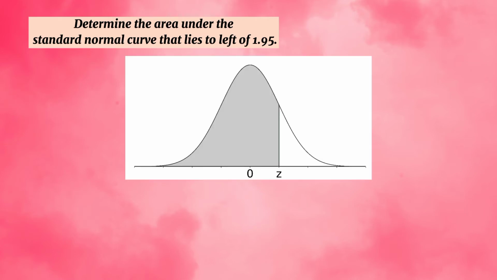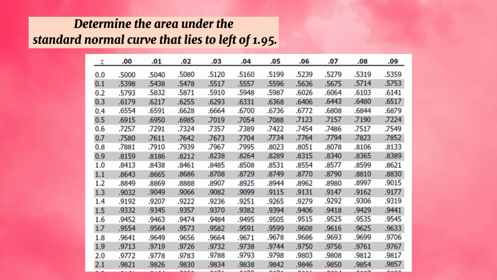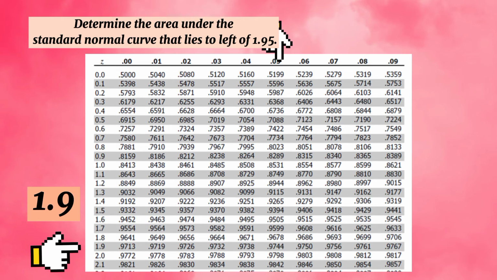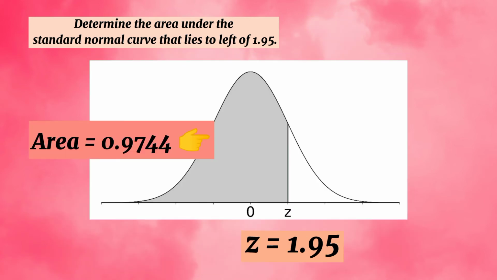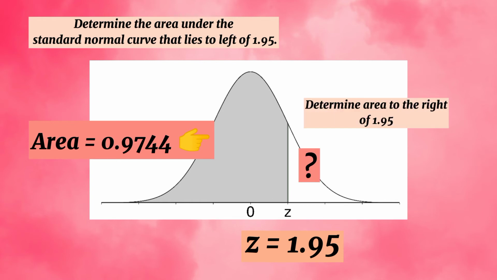From calculating the z-score, now we know the value of z, and we can determine the area under the standard normal curve that lies to the left of 1.95. Using the z table, we go to the positive table and find 1.9 in the left column and 0.05 at the top of the column. Then we get 0.9744. This is the area under the standard normal curve that lies to the left of 1.95.